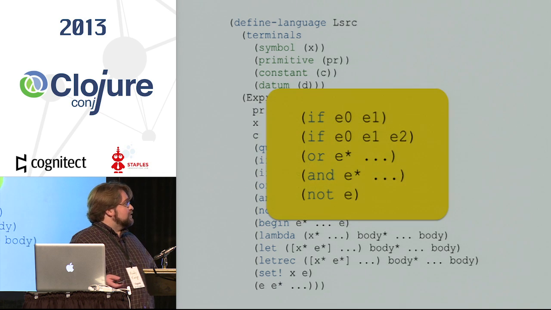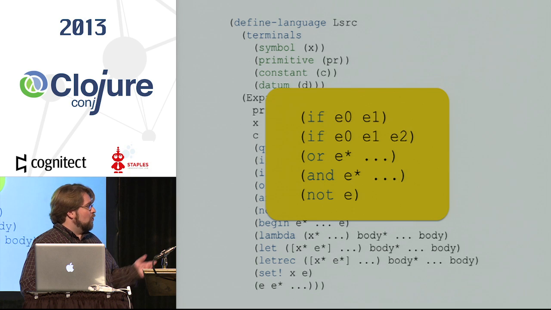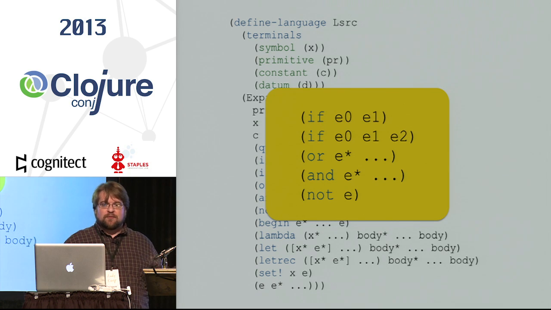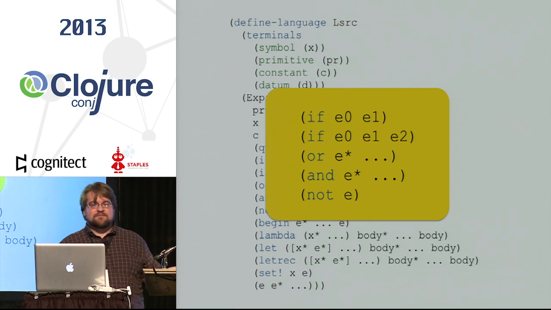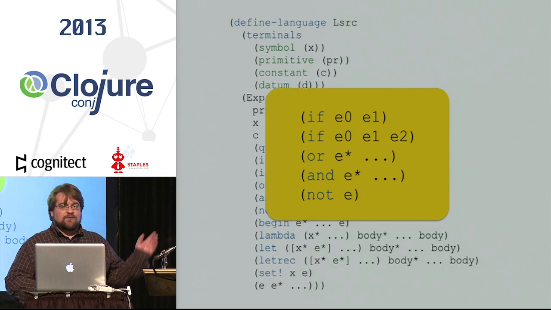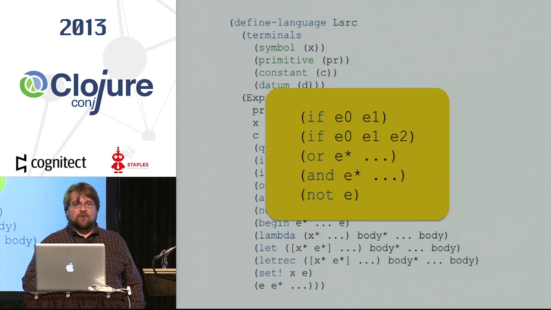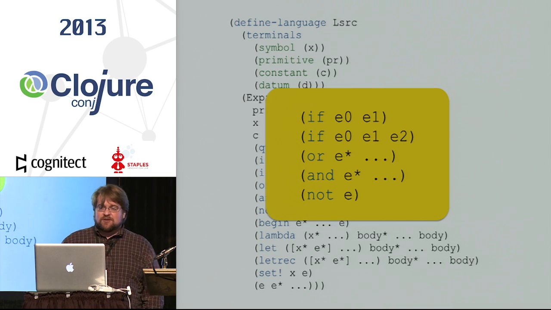Then we have our branching things: if, one-armed if, two-armed if, or, and, and not. And of course, we could implement or, and, and not as macros, but our language doesn't have macros yet. So we have to actually define those as compiler passes. And the dot, dot, dot here just means we're going to have 0 or more of these things. So or has to have 0 or more elements, and has to have 0 or more elements. And these, of course, are each going to get a record associated with them as well.